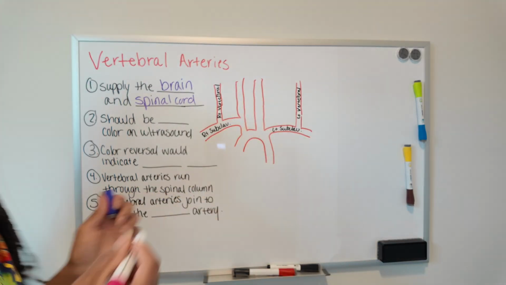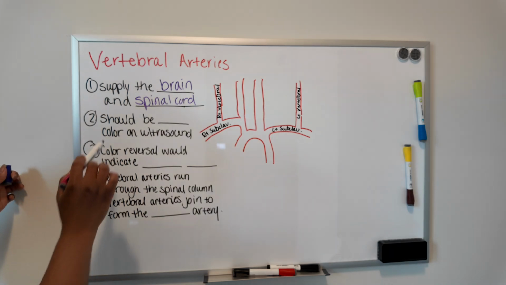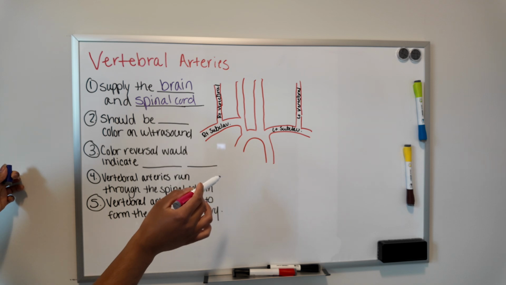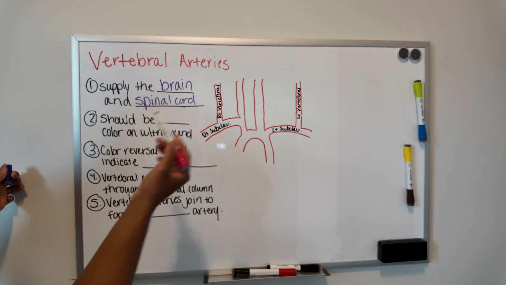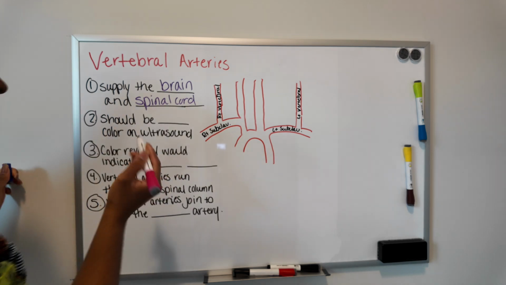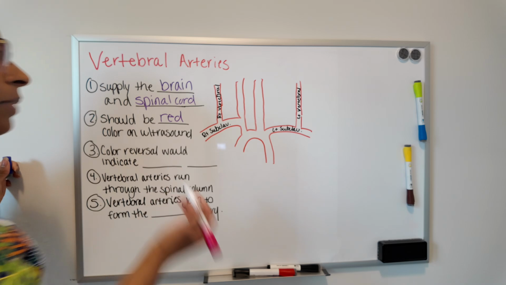Anyways, the vertebral arteries supply the brain and spinal cord. And number 2 says, should be blank color on ultrasound. So if you're an ultrasound sonographer, what color would you expect the vertebral arteries to be? The correct answer is red, okay? You want it to be red.